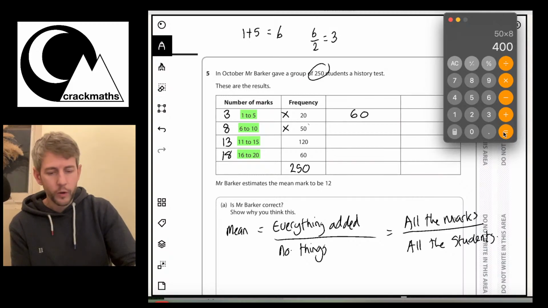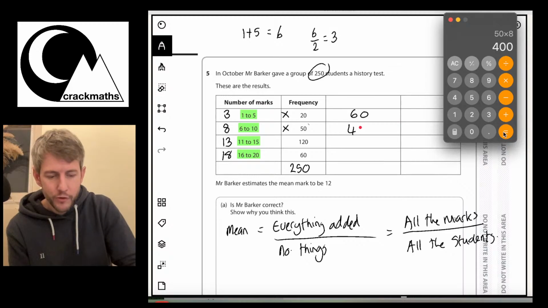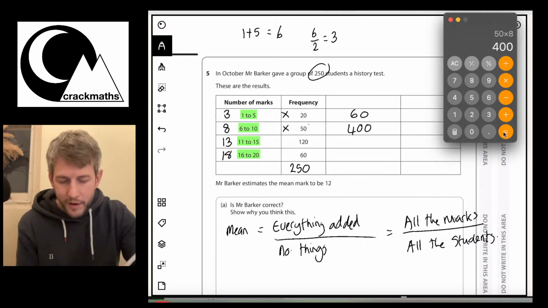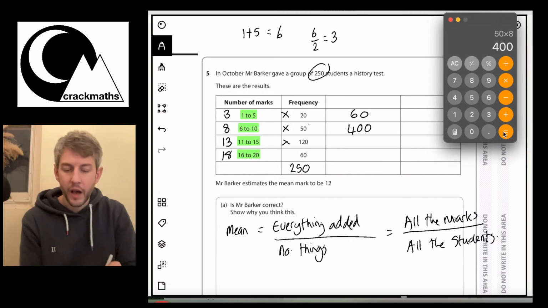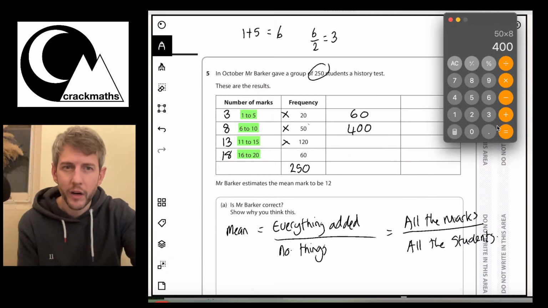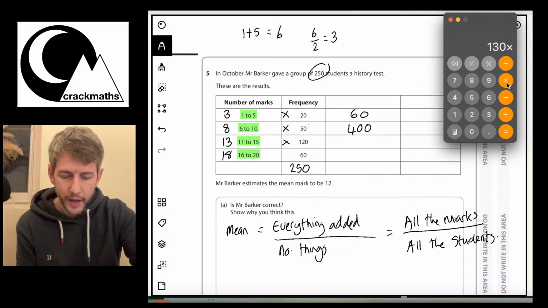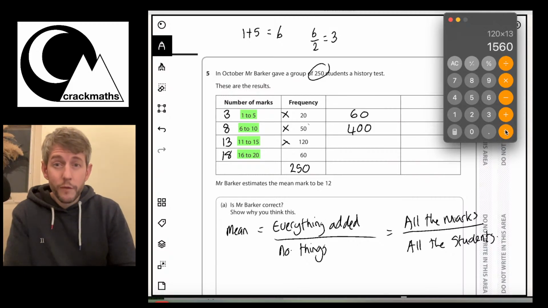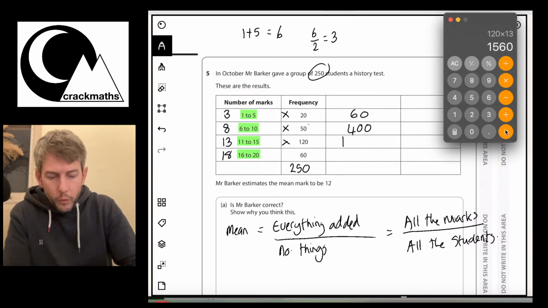And so we can say all of these people collectively got 400 marks. Now, if we've got here 120 people gaining 13 marks, we can do 120 multiplied by 13. And so we can say that all of these people got 1,560 marks.